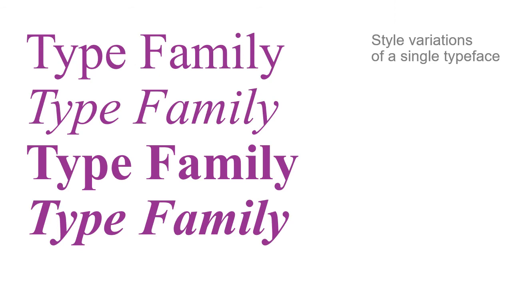Okay, and then we get to type family. Type family refers to a single typeface, but all of the different style variations within that face. So here you've got 4 different variations of the typeface. I think this is Times New Roman. So you've got your regular, your italic, your bold, and your bold italic. Those 4 variations make up the family.